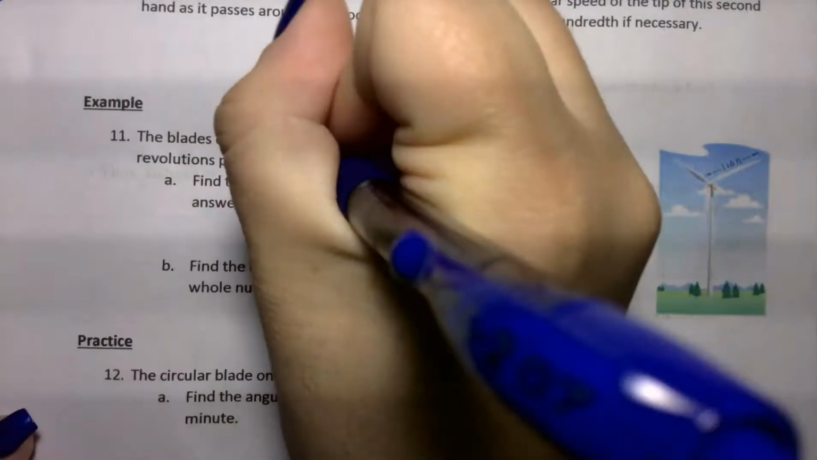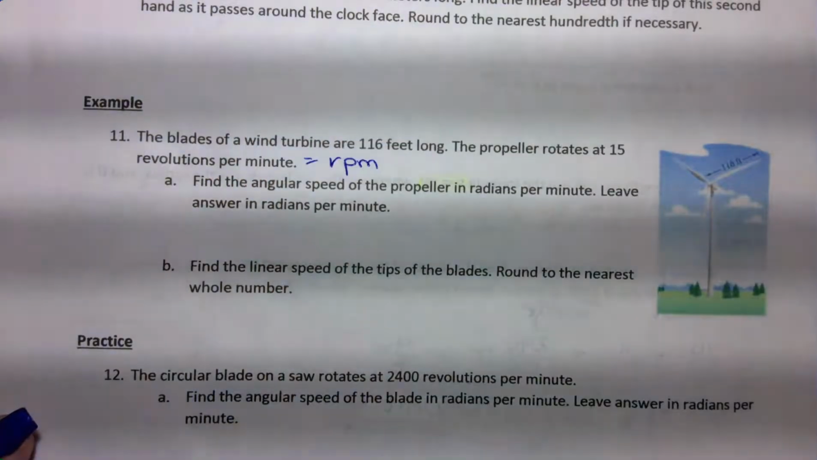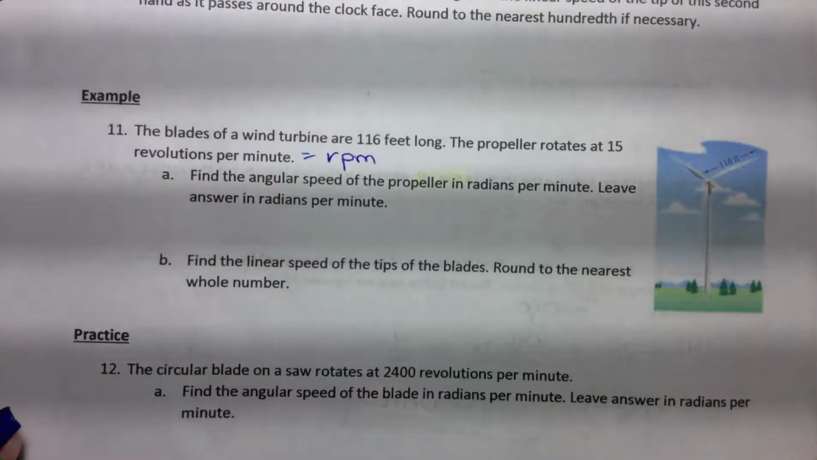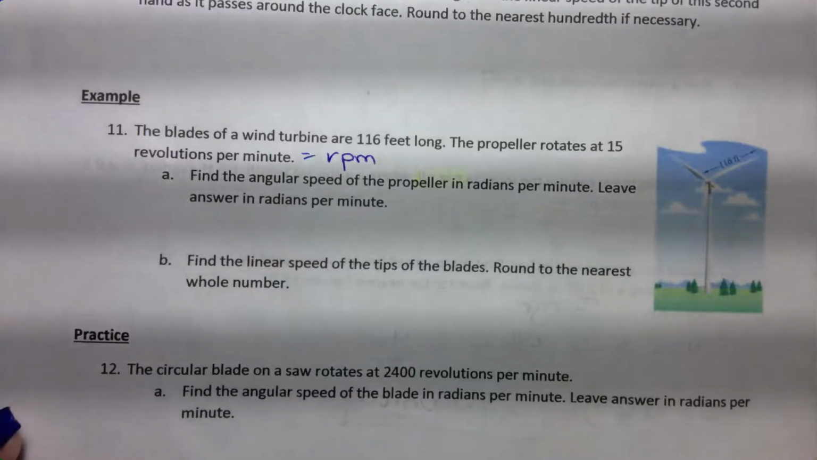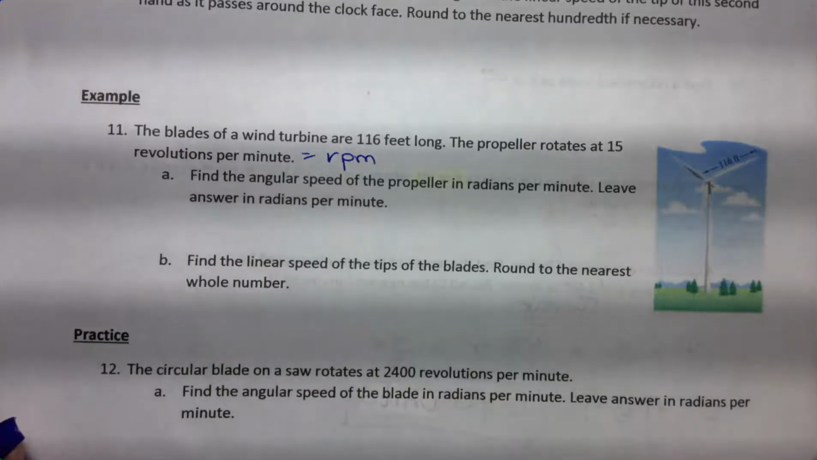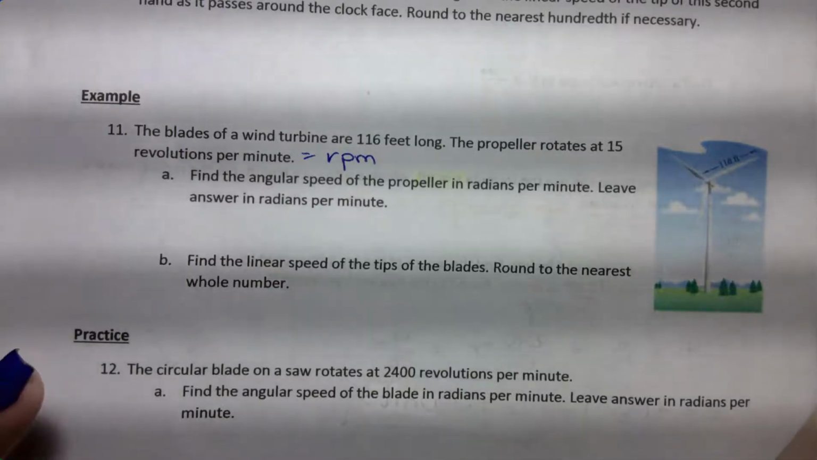One thing I want to point out is I think sometimes on homework and maybe on the test, you'll see this abbreviated as RPM. So just remember that the R stands for revolutions, or rotations is another way to think of it, per, and then the M is minutes. So that is telling you your rate at which it's spinning.